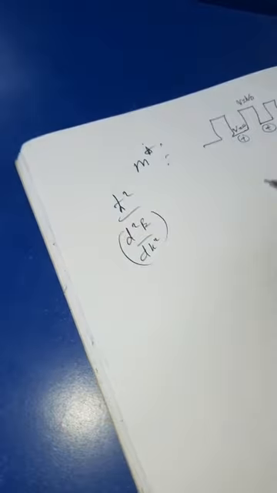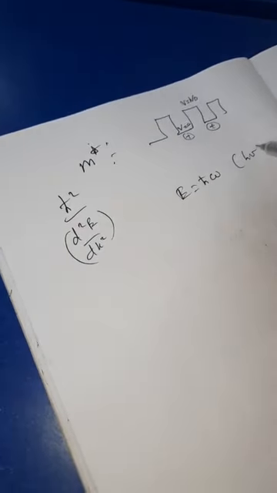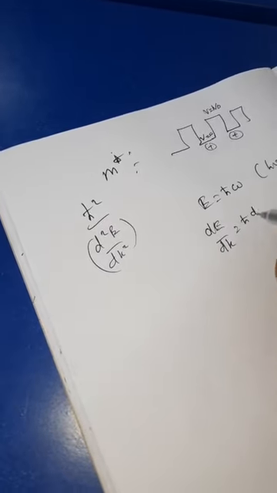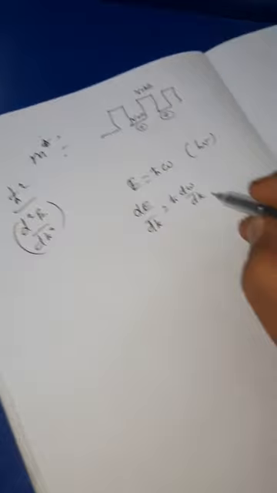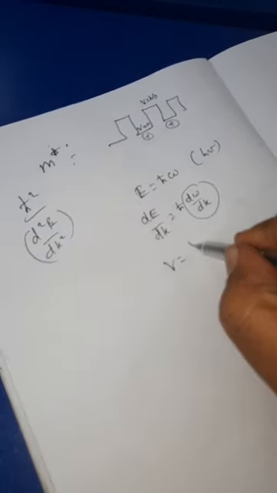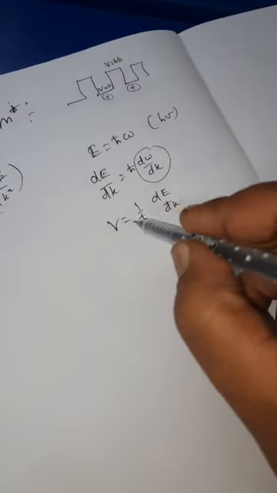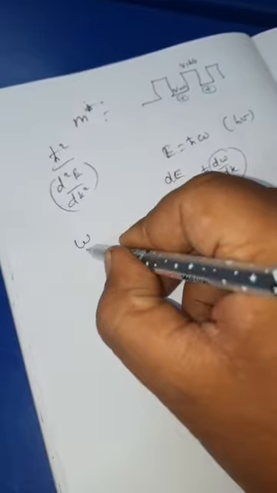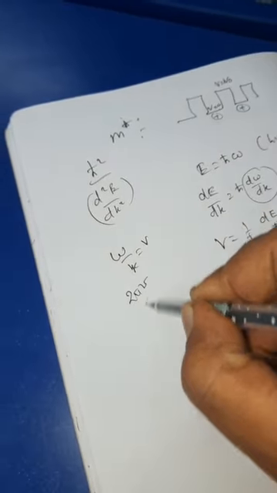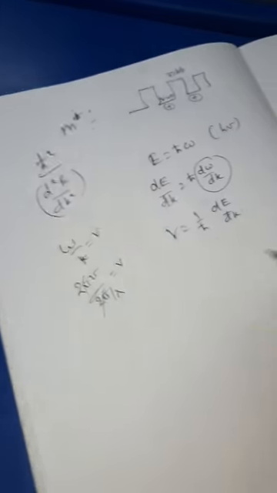dk square. The energy of the electron is given as h cross omega, which is nothing but h nu. Next we take d by dk, that is h cross d omega by dk. But what is d omega by dk? It is velocity. So velocity is 1 by h cross dE by dk. We know omega by k is v. Omega is 2 pi nu, k is 2 pi by lambda, so v is equal to nu lambda.